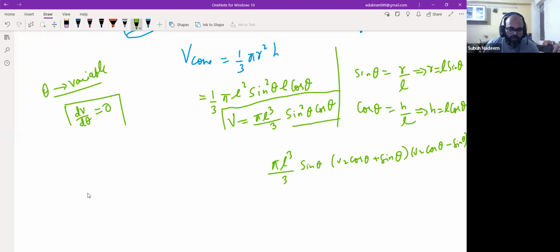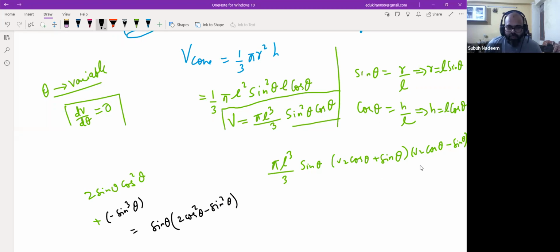Okay. So it will become 2 sine theta cos theta into cos theta, plus sine square theta into minus sine theta, that is minus sine cube theta. So it will become sine theta common, 2 cos square theta minus sine square theta. Yeah, you're getting it correct: root 2 cos theta plus sine theta, root 2 cos theta minus sine theta.